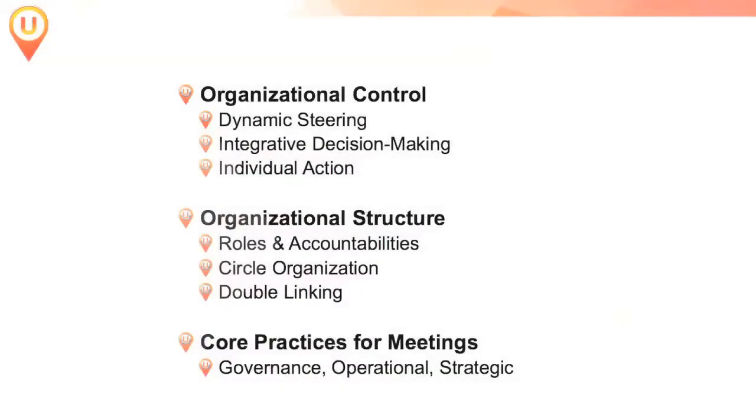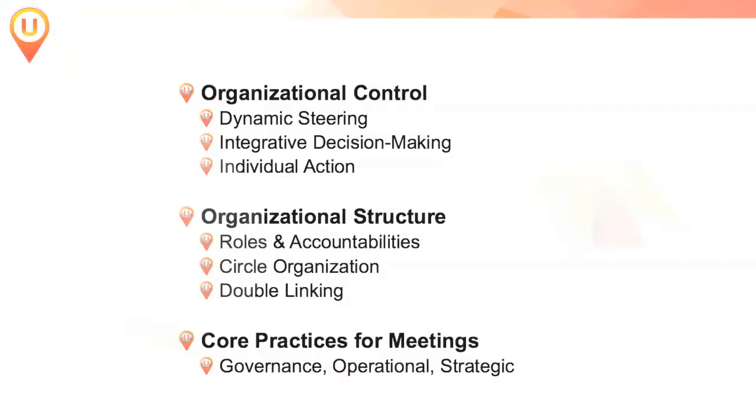So there's three main sections of this approach: organizational control, organizational structure, and core practices for our meetings. So organizational control looks at the dynamic steering approach. It's about how we actually control the organization. So we're trying to ride it like a bike.